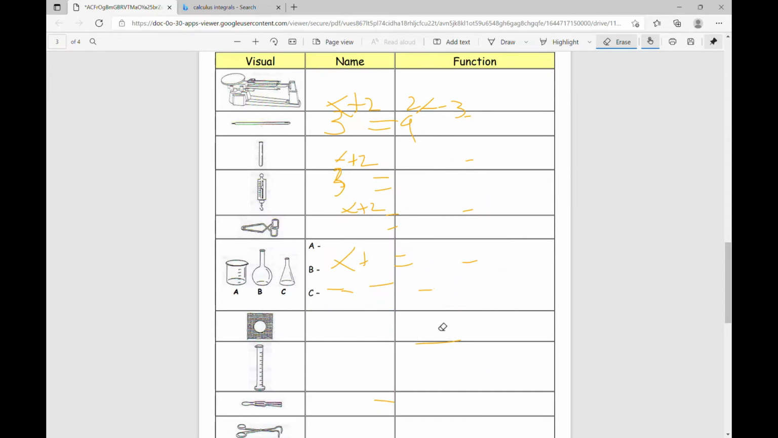Let's say we have, this erasing quite takes me a lot of time, I'm not gonna lie.